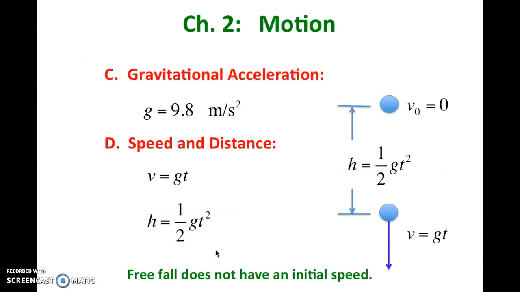The constant acceleration due to Earth's gravity is called gravitational acceleration, and its value is measured to be 9.8 meters per second squared. So free fall is a one-dimensional spatial motion with 0 initial speed and a constant acceleration that equals 9.8 meters per second squared. In general, after falling time t, the speed of the falling object is v equals gt, and the distance fallen is h equals half gt squared.